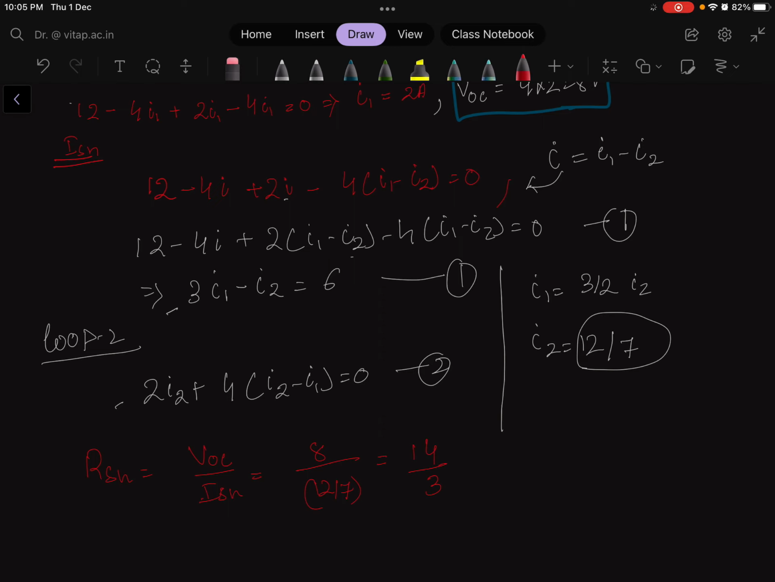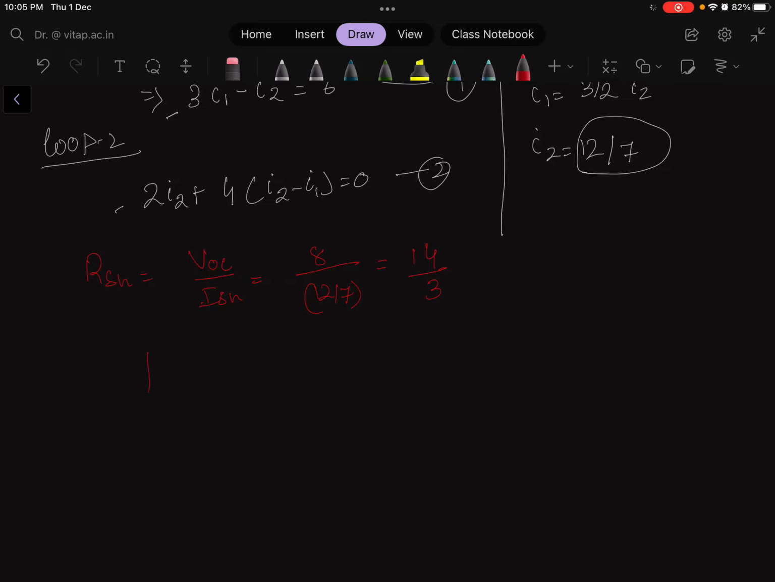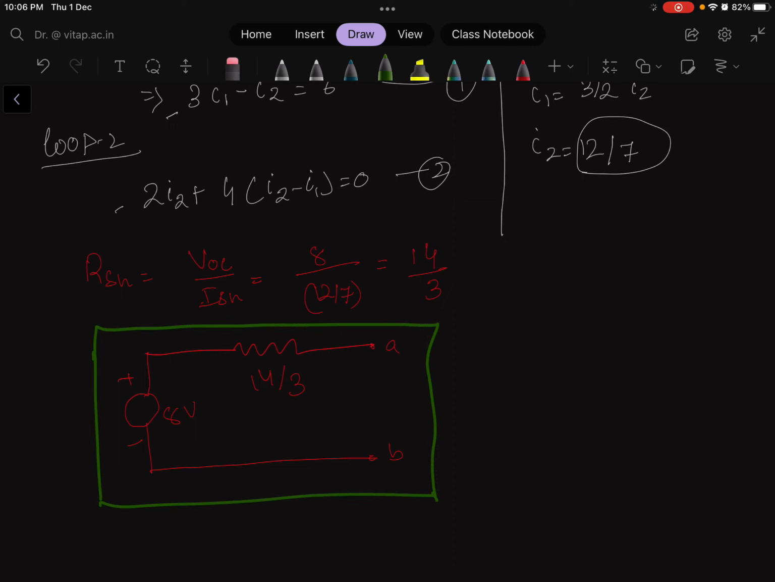Okay. So now the final circuit, how can I draw it? I can draw a voltage source here whose value is 8 volt, taken like this, and then one resistance here whose value will be 14 by 3. Okay, and here the point A and point B is there. So that is how we can solve this problem, and this will be your final answer. So this is the answer that the question needs to be solved for. Okay.